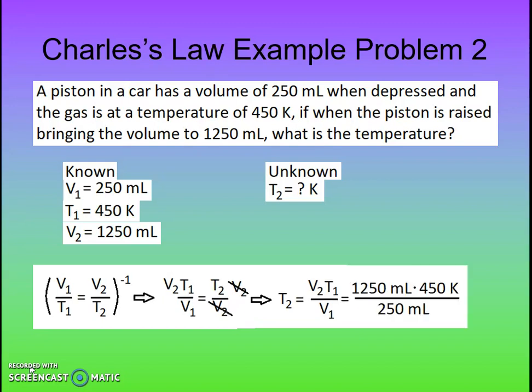So I know that V2 is 1,250 milliliters, T1 is 450 Kelvin, and V1 is 250 milliliters. Milliliters divided by milliliters reduces out. And then I find my new temperature is 2,250 Kelvin. Again, that makes sense because we know volume and temperature are directly related. If the volume is expanding, it's because the temperature is also increasing. As the temperature increases, the volume is going to increase. They do change at the same rate. So that 2,250 Kelvin is a good possible answer.